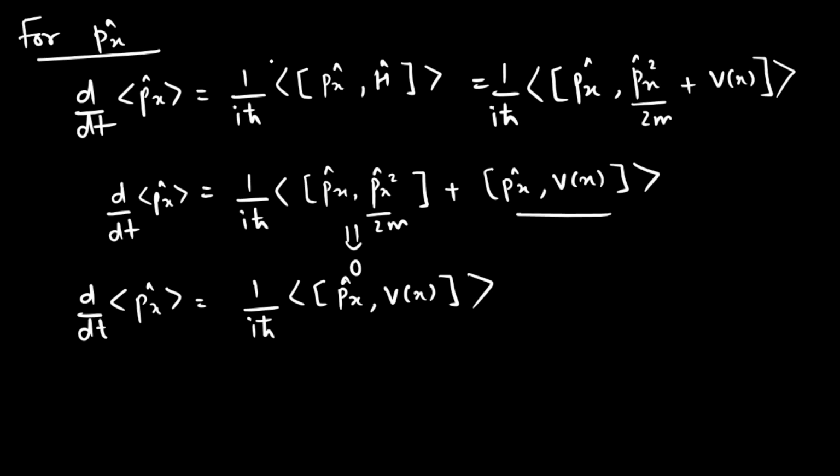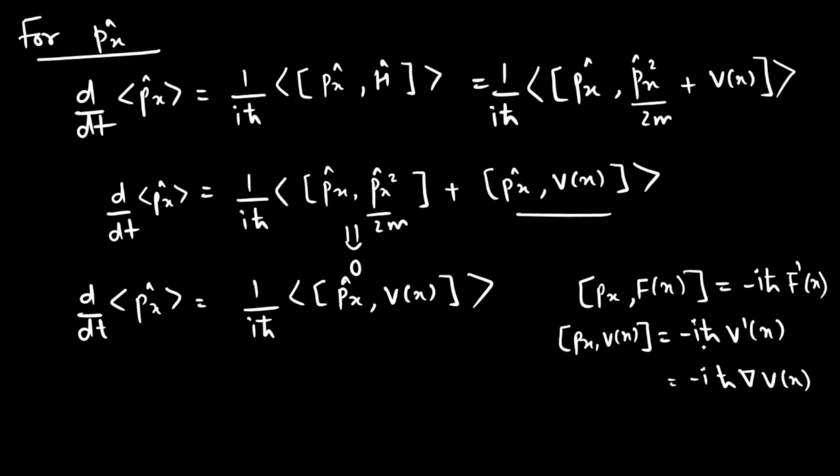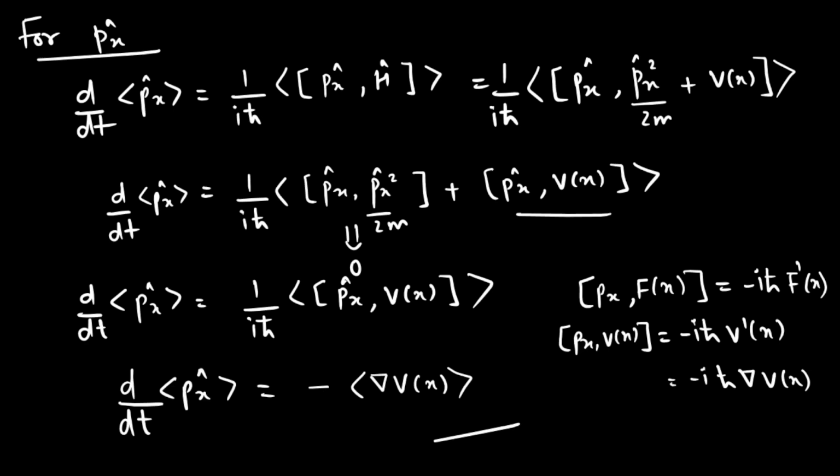Now we will use the property of a function operator given as px with any function f of x can be written as minus i h cut derivative of that function f of x. This implies V of x is also a function of x. Therefore, this expression can be written as px acting on V of x equal to minus i h cut derivative of V of x, which can be given as the gradient of V of x. Now putting this value here, our final expression for px becomes this expression. Now we have derived the two Ehrenfest equations for our x cap and px cap.